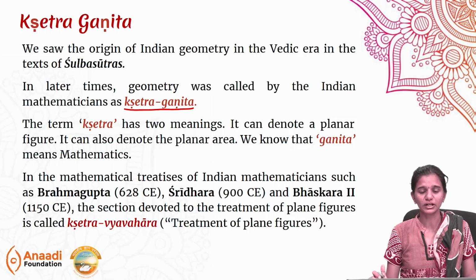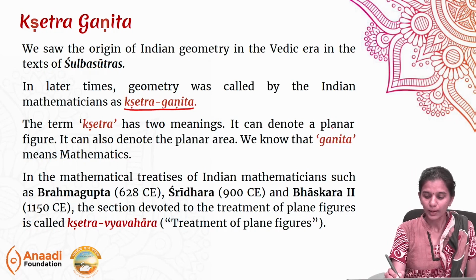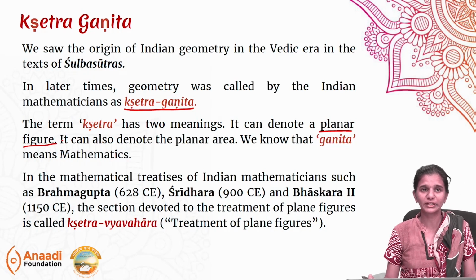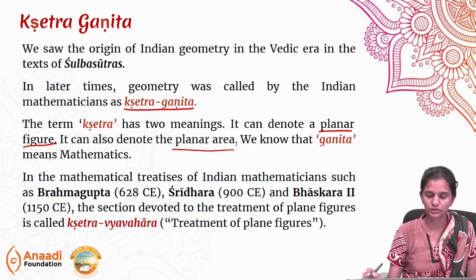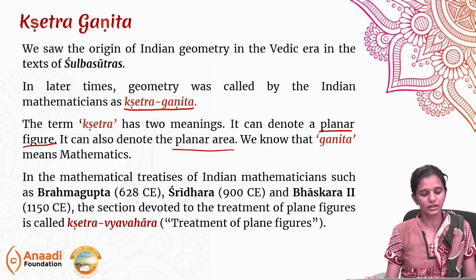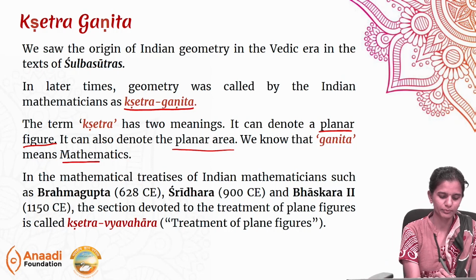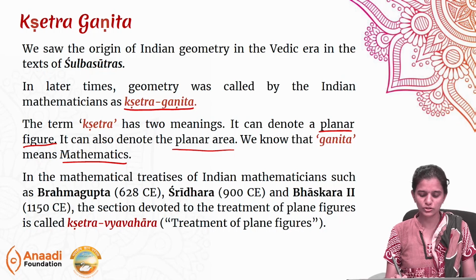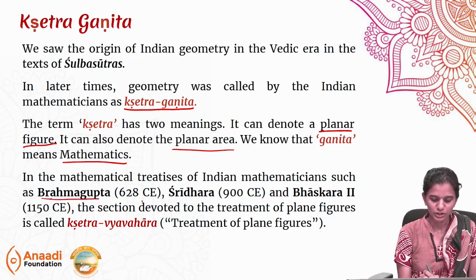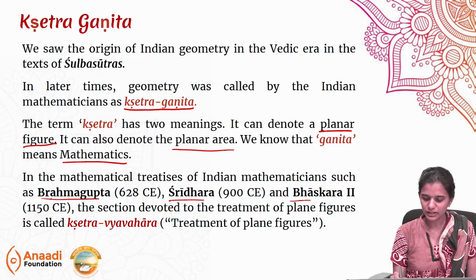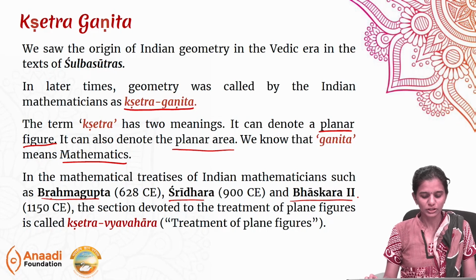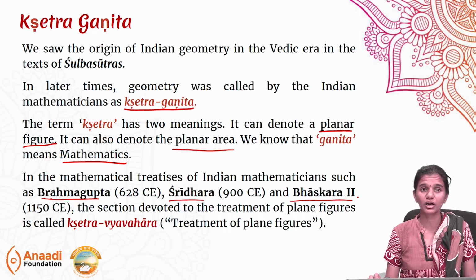The term Kshetra has two meanings. It can denote planar figure. It can also denote the planar area. We know that Ganita means mathematics. In the mathematical works of Indian mathematicians such as Brahmagupta, Sridhara and Bhaskara too, the section devoted to the treatment of planar figures is called Kshetra Vyavahara.